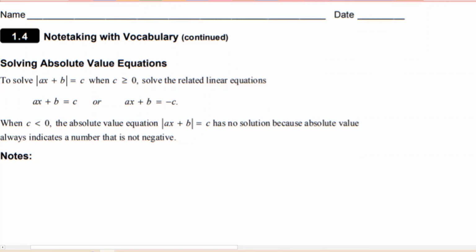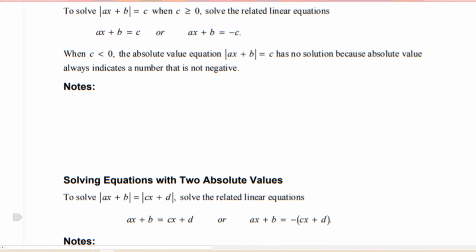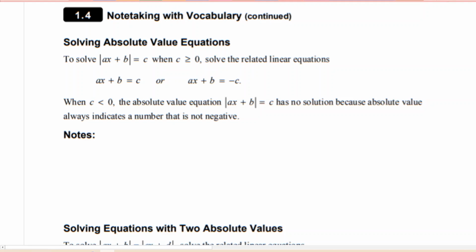And that brings us actually to our problem solving strategies. So problem solving strategy number 1. Now this is a linear equation. The absolute value of a linear equation equals a constant. So in this case, you make the inside of the absolute value equal to the constant, or you make the inside of the absolute value equal to the negative of the constant. So let's take a look at an example to see how that works.